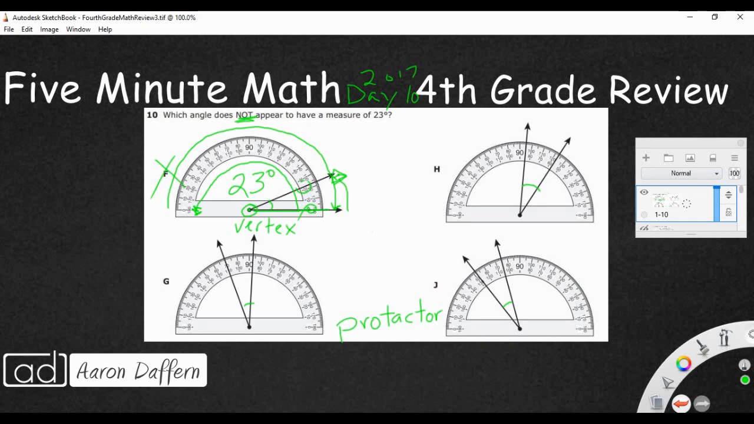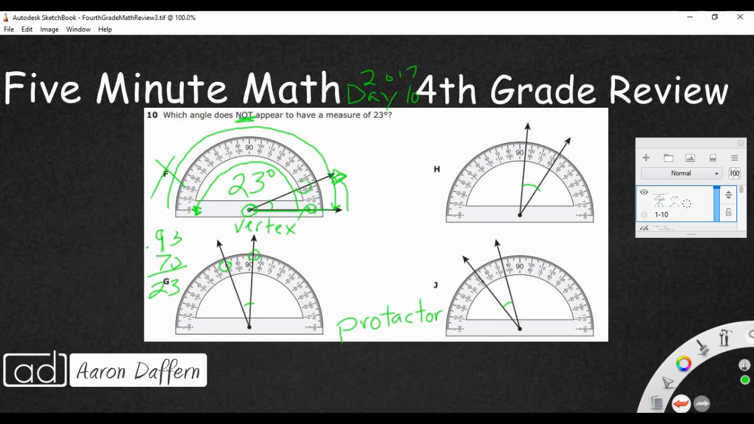Let's look at G. So G is a little bit tricky because they didn't put either of the lines on 0. So what we need to do is subtract the two. Now we can do inside and inside or outside and outside, but either way we just need to make sure we're consistent. So let's look at this outside one. That looks like it's 70, and this outside one looks like it's about 93. So if I subtract those two, I've got about 23, so that looks good.